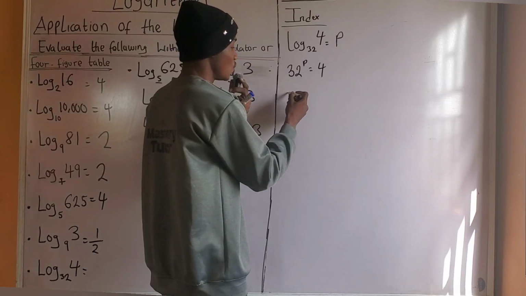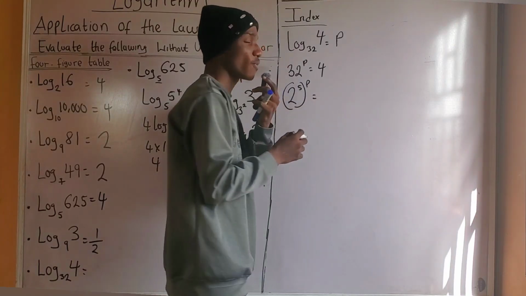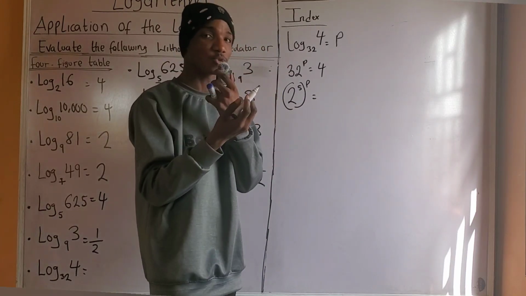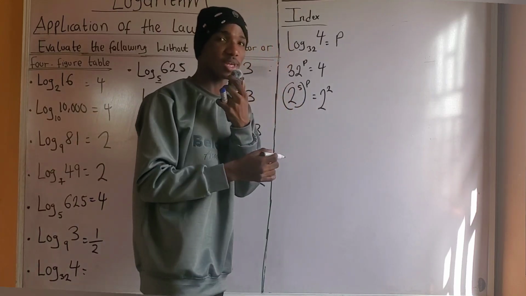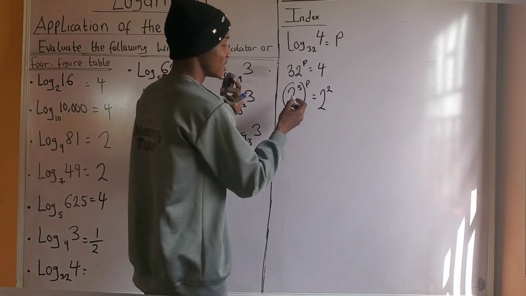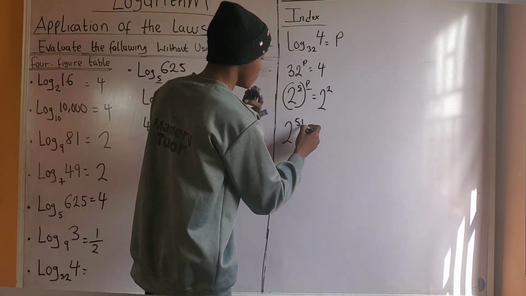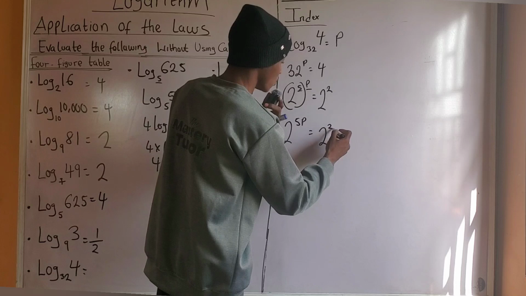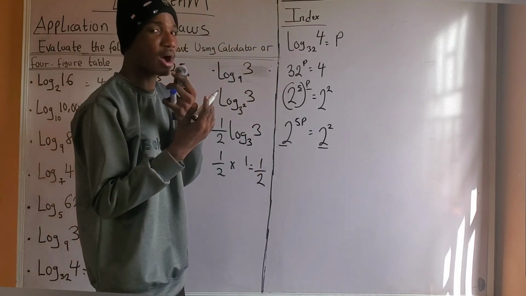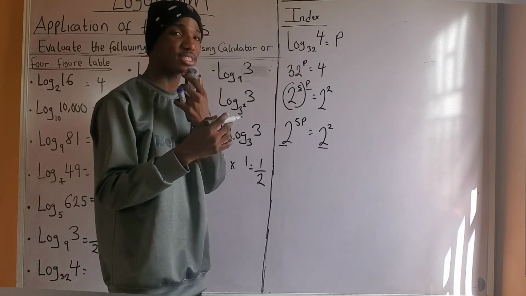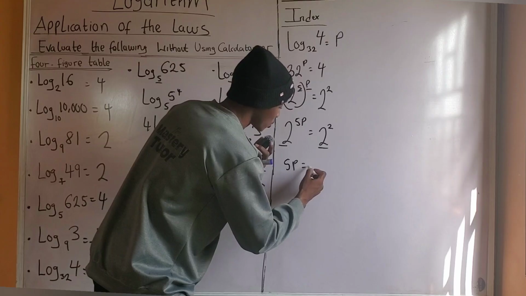So I'm going to have 2 raised to the power of 5, raised to the power of p, equals, now 4 can be written as 2 raised to the power of 2. Do you know? So instead of 4, I'm going to have 2 raised to the power of 2. Okay? Now, according to the law of indices, this 5 will multiply this p. So I'm going to have 2 raised to the power of 5p equals 2 raised to the power of 2. Okay? Now, because the bases are now equal, I can set the powers equal. You understand? I can equate the powers because the bases are now equal. So I'm going to have 5p equals 2.